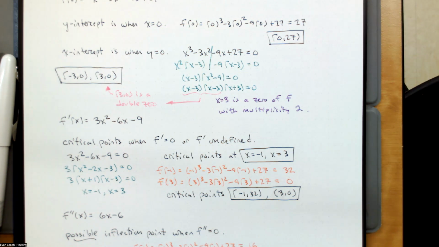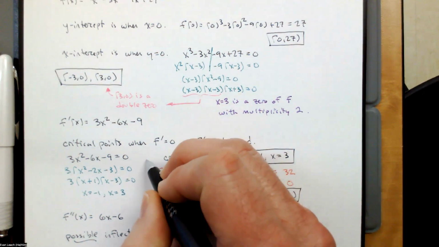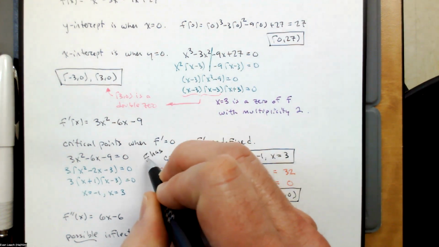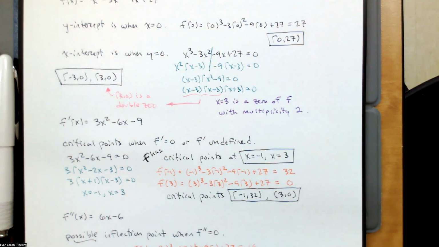zeros for f prime. So we'd say that f, the critical points are a thing that belongs to f. So I would say f has critical points at -1 and 3. If I plug in -1 and 3, so I'm saying at -1 and 3, I'm just giving the x coordinates, the location.